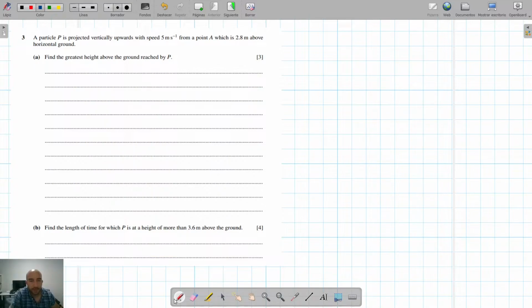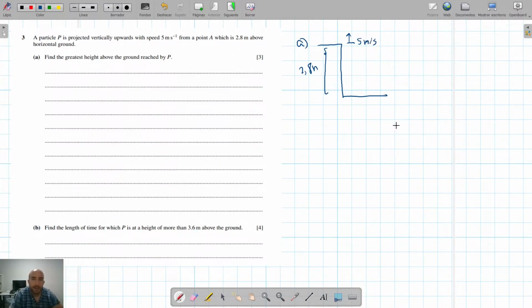This should be fairly straightforward if you've done enough exercises. It's an object thrown vertically. The first thing you should do in all these types of exercise is a drawing. So you have something like this. This is 2.8 meters. And something is thrown upwards with 5 meters per second.